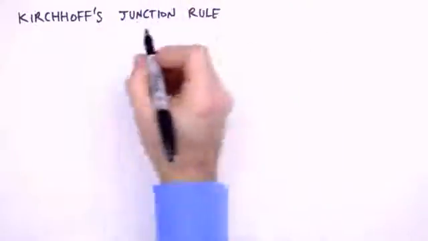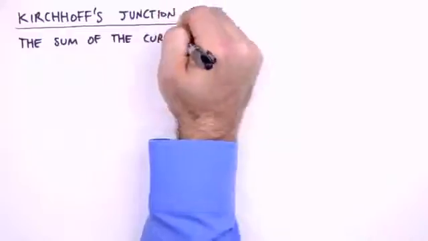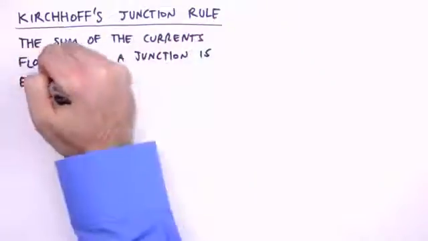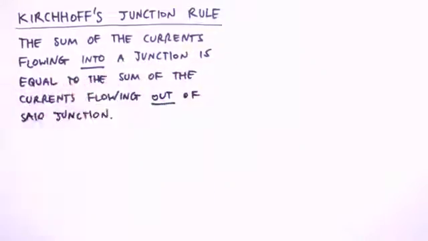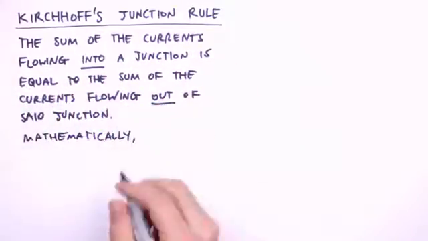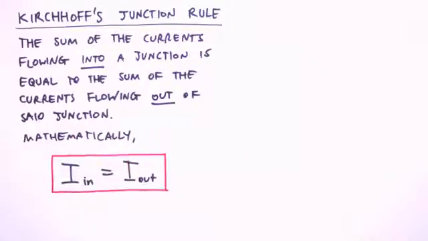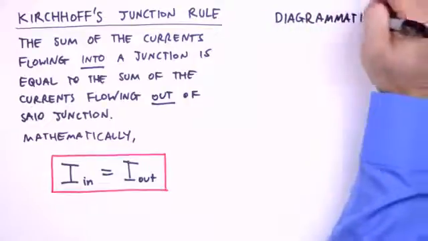The first rule that we'll examine is Kirchhoff's junction rule. The junction rule states that the sum of the currents flowing, and yes, I know that current flow is a bit redundantly redundant. Anyway, the sum of the currents flowing into a junction is equal to the sum of the currents flowing out of said junction. Mathematically speaking, current in equals current out. Sounds simple enough, right? Let's take a look at a circuit diagram for a junction to elucidate this rule.